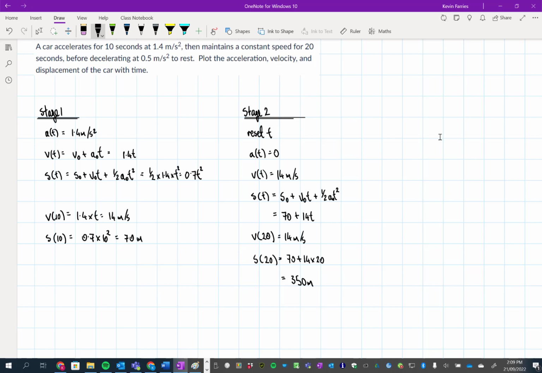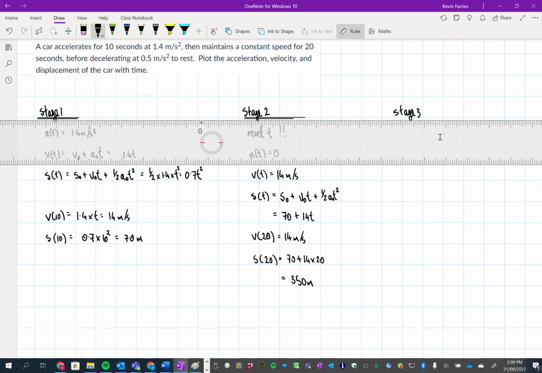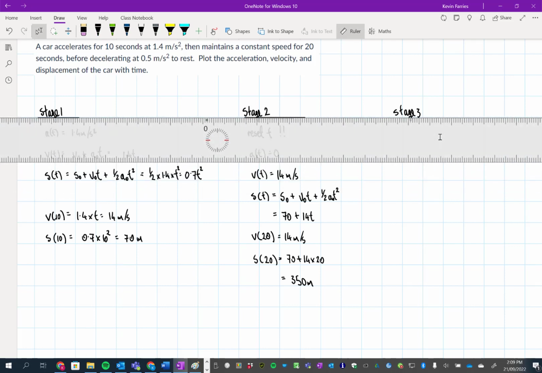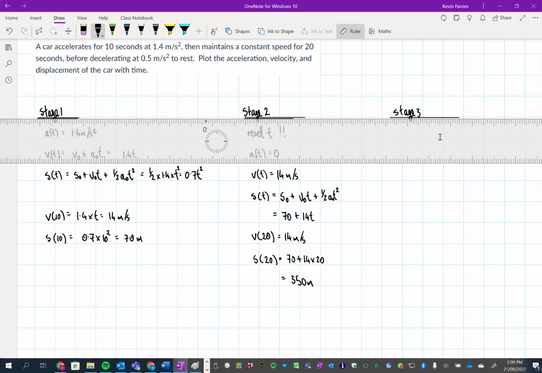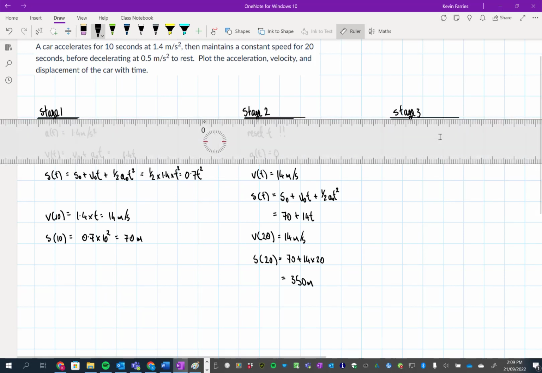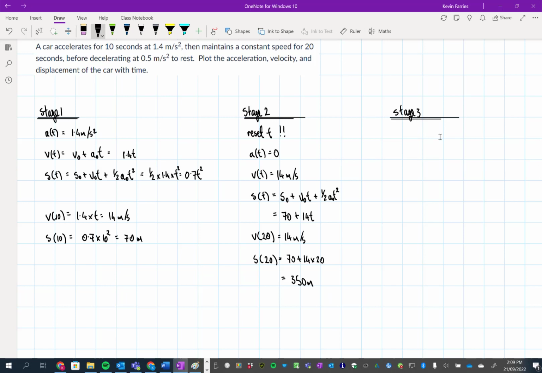Then stage 3. I'm going to put a couple of exclamation marks near there. So for stage 3, again, we're going to reset t to be from the start of the stage. We'll figure out what the t is from the beginning as we draw the graph, but at this stage, we're just going to reset t.